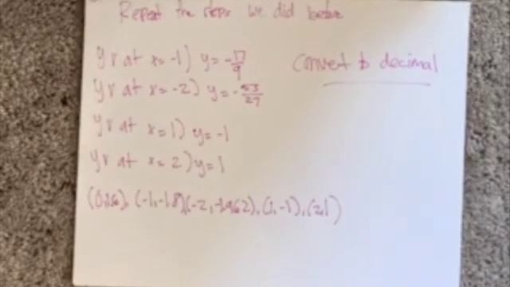So what you need to do is just repeat the steps we did before, plugging in each value individually. So that would be for −1, −2, 0, and so on. We already did 0. The y value at x equals −1 is y equals −17/9. The y value at x equals −2 is y equals −53/27. The y value at x equals 1 is y equals −1. The y value at x equals 2 is y equals 1.